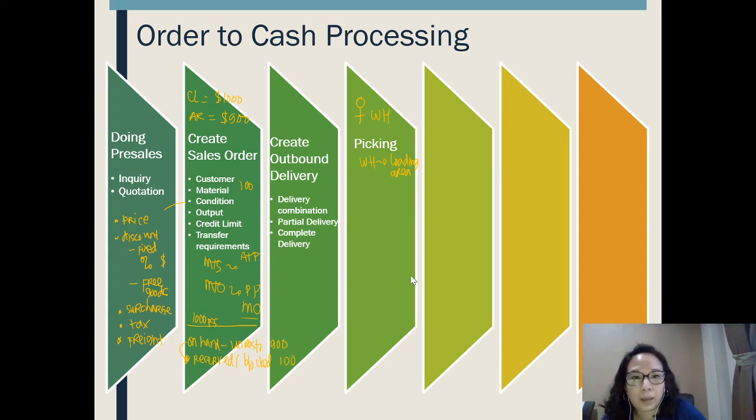Okay, and another thing that will be done by the warehouse people is packing. It means the goods will be packed with suitable packaging. Actually in the packing step, we can also define what packaging is needed here.